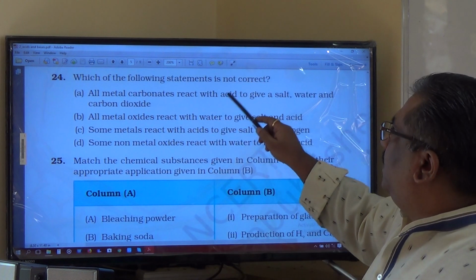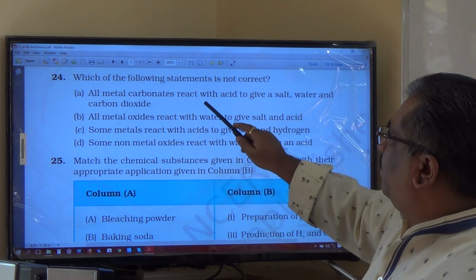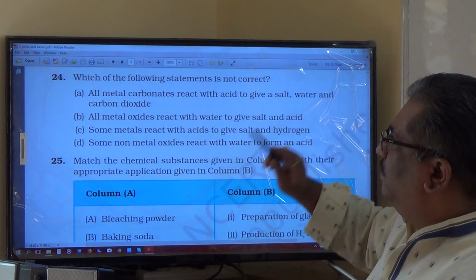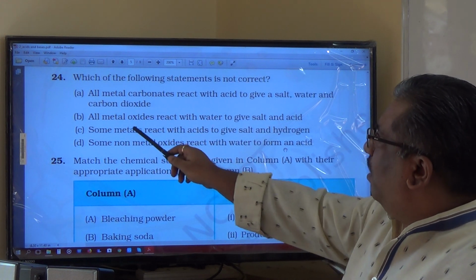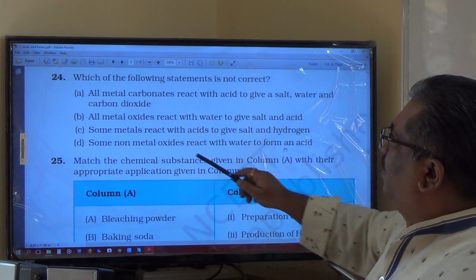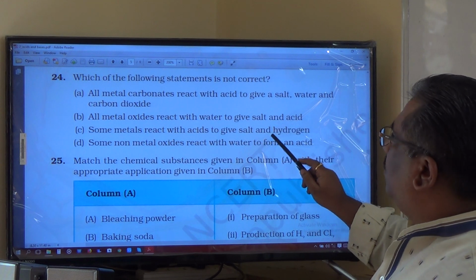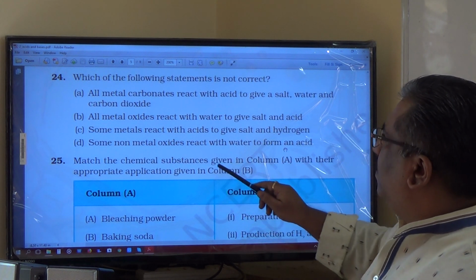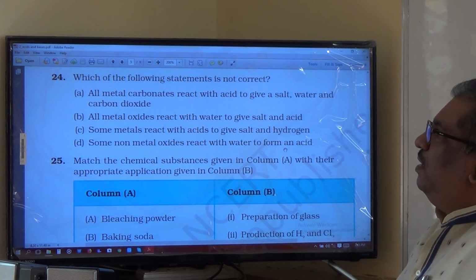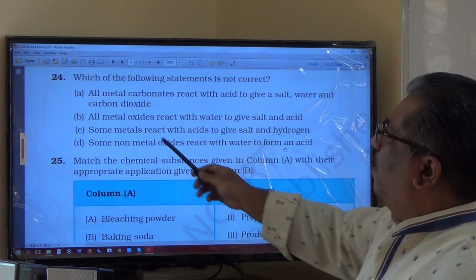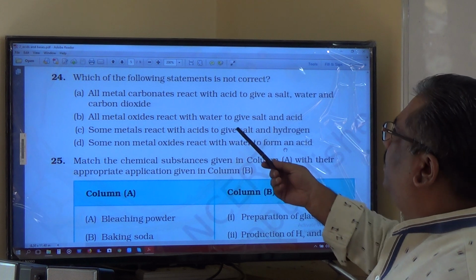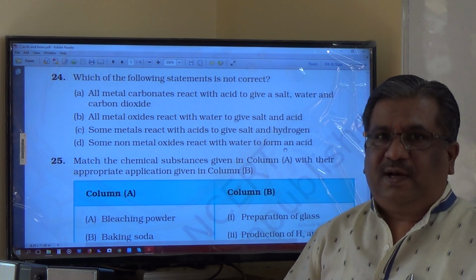Which of the following statement is not correct? A metal carbonates reacts with acid to give a salt, water and carbon dioxide. Correct. All metal oxides react with water to give salt and acid. Some metals react with acids to give salt and hydrogen gas. Some non-metal oxides react with water to form an acid. Which of the following statements is not correct? All metal oxides react with water to give salt and acid. How it is possible? This is incorrect. B is the correct answer.